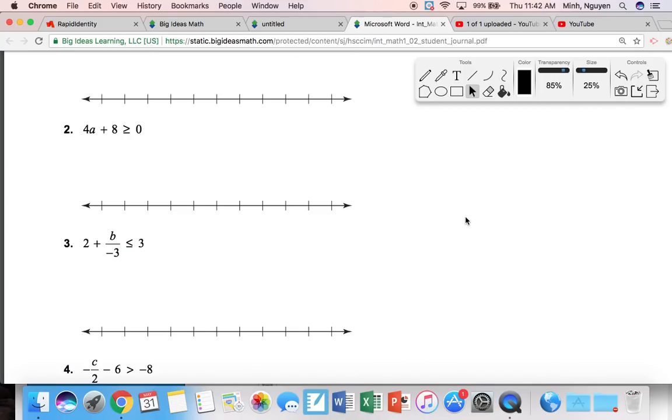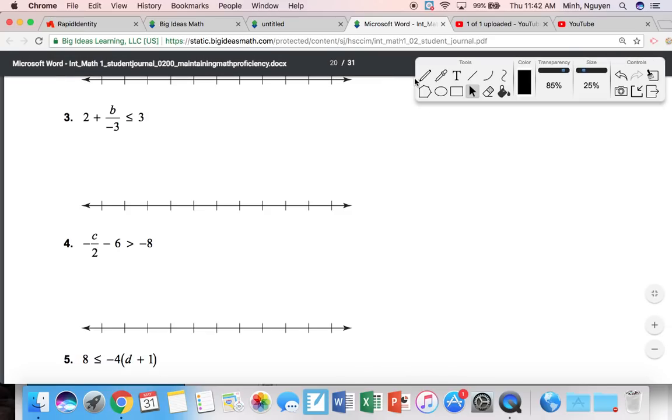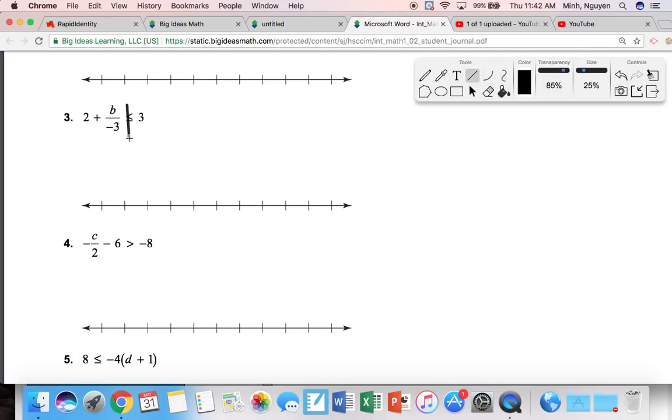Moving on to number 3. First thing we're going to do here is get rid of that 2. It's a positive 2. How am I going to get rid of it? Minus. There's your barrier again. Okay, minus 2, minus 2. This is b divided by negative 3 is less than or equal to 1.